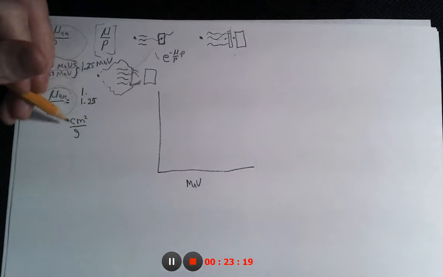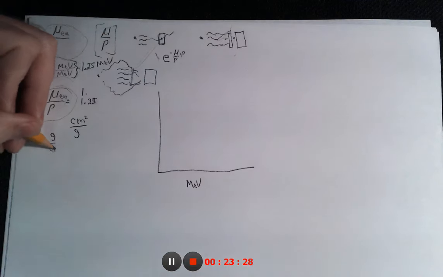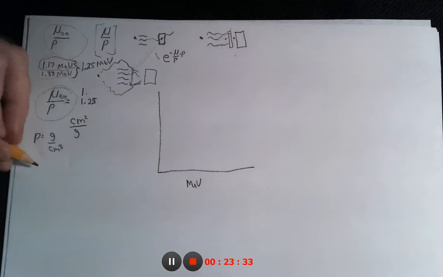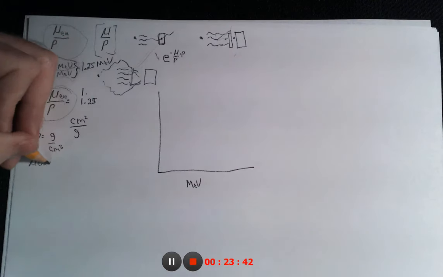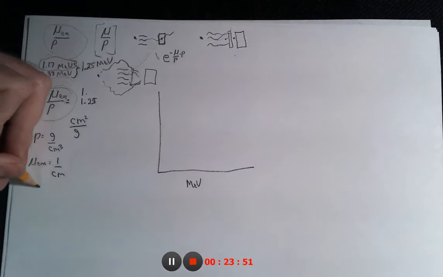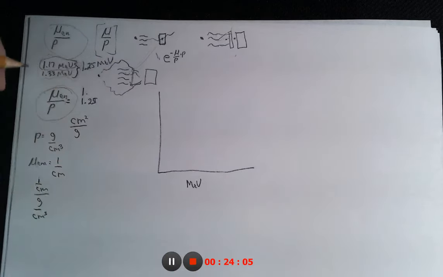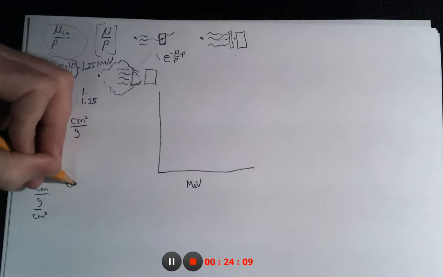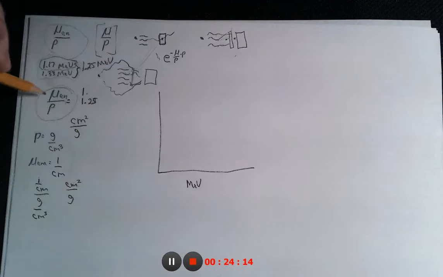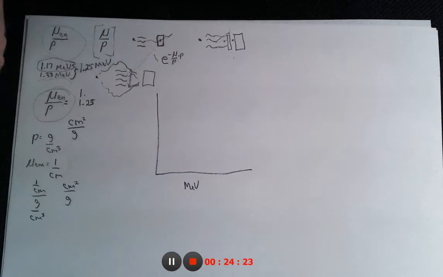This unit comes from the density, rho, in grams per centimeter cubed. The coefficient is always per unit length, so mu_en by itself is one over centimeters. Put one over centimeter over grams per centimeter cubed, flip it up, and you end up with centimeters squared per gram. That's why I had the rho here, to cancel out the rho, so this ends up being just per centimeter.